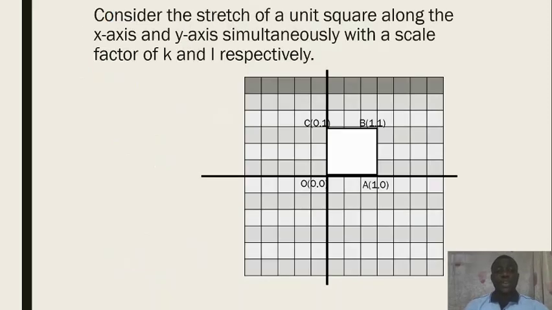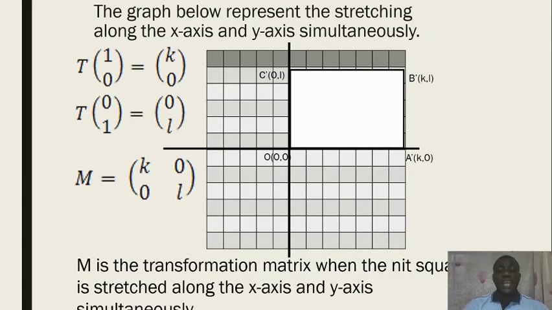So now let's look at another thing again. We said, considering the stretching of a unit square along the x-axis and the y-axis simultaneously. Let's assume you want to extend this shape along the x and y axes. There must be an increase on the y-axis and an increase on the x-axis. We consider the factor of increase on the x-axis as K, and the factor of increase on the y-axis as L. So you increase the unit square along the x and y axes.